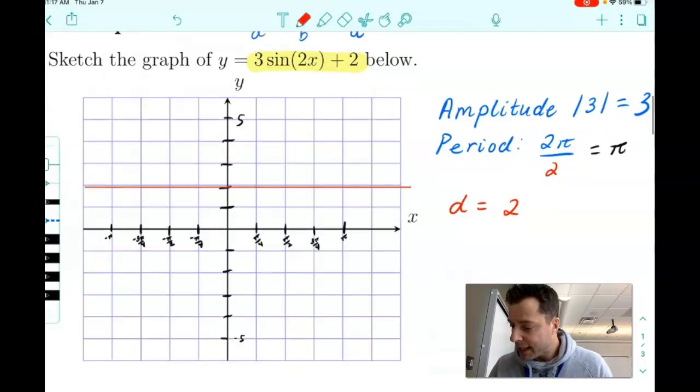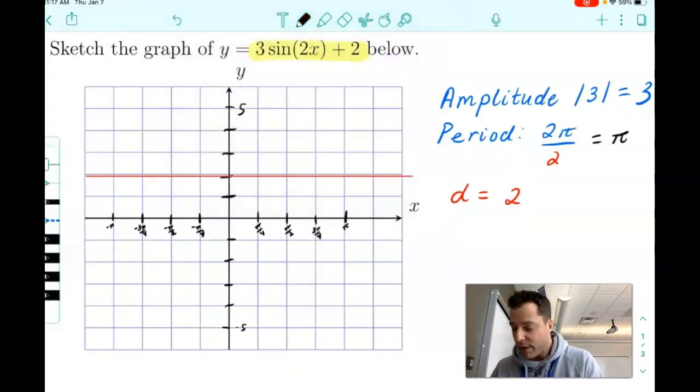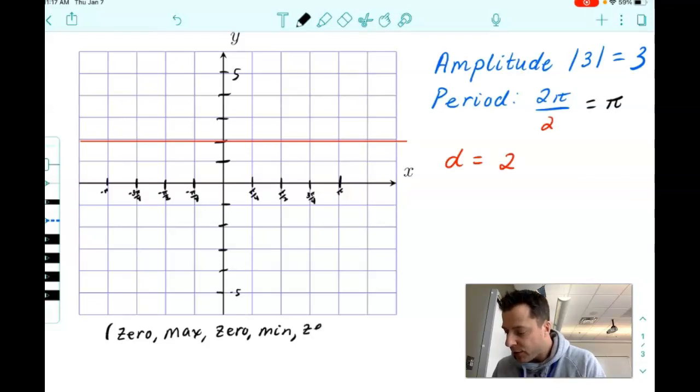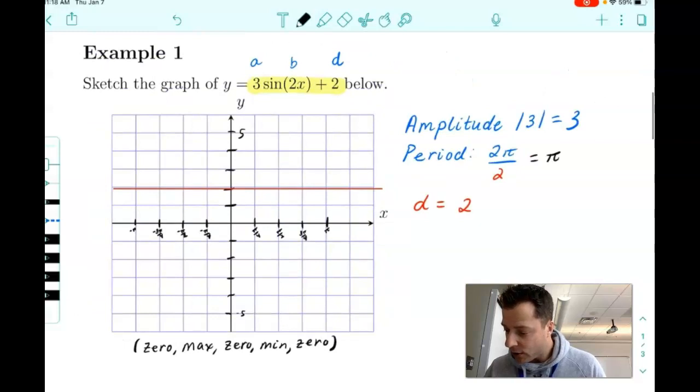So when we plot sine, for the 5 key points, remember sine starts at 0 and then it goes to a max, then back to a 0, then to a minimum, and then back to a 0. So there are 3 zeros you see here in the first 5 key points. And that's what I'm going to use here. I'm going to start at the origin, but remember, instead of starting here, I have to shift that point up 2 units, so I actually start right here.